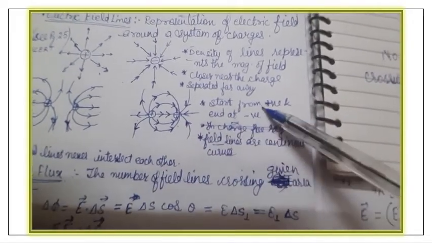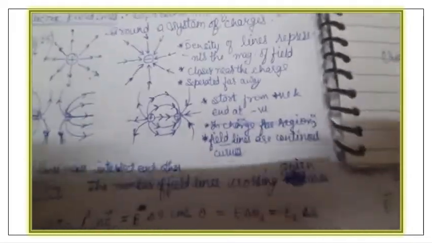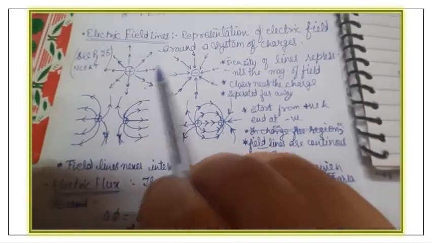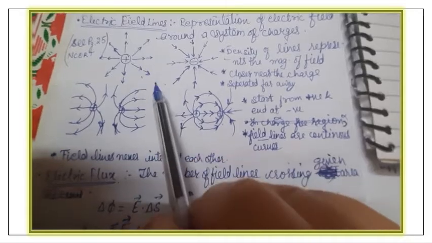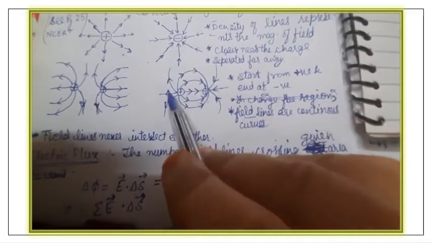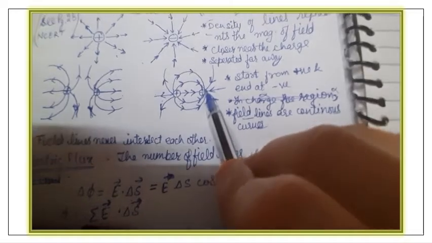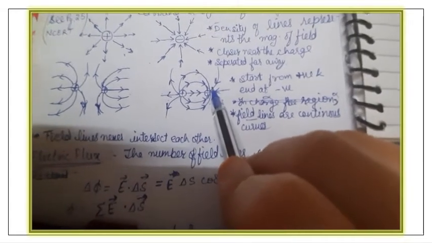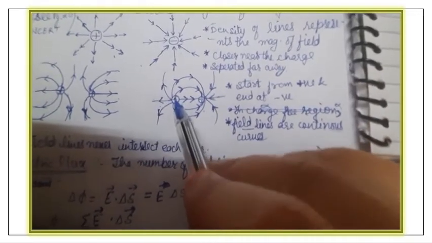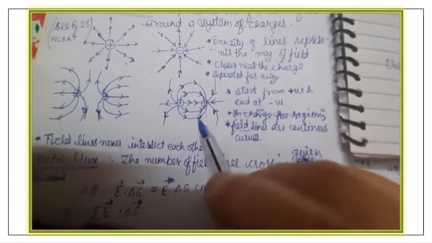The next property is that electric field lines start from a positive charge and end at a negative charge. As you can see, in the case of a single positive charge also, they move away from the positive charge. So they start from the positive charge and end at the negative charge. They move toward the negative charge. In the case of one positive and one negative charge, they start from the positive charge and end at the negative charge. This concept is analogous to magnetic field lines, where field lines start from the north pole and end at the south pole of a magnet. In the same way, analogous cases there.